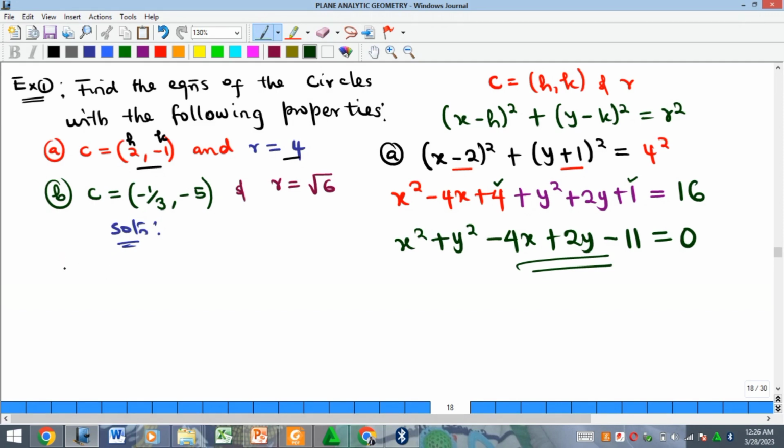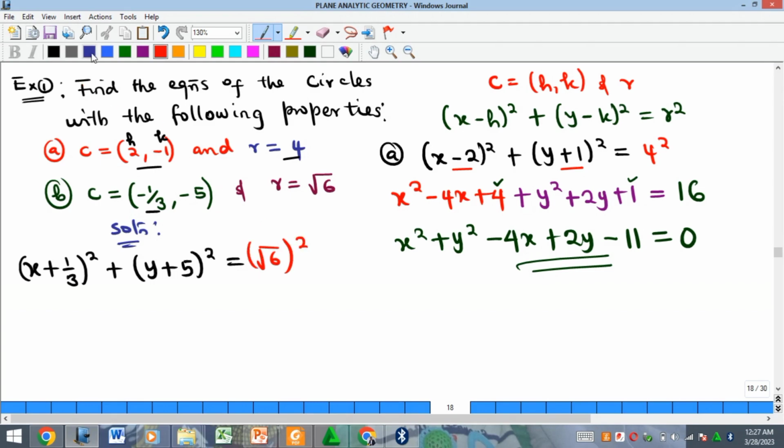So for the second one now, we are told that our h is negative 1 over 3. And so when you have minus minus, that will be plus, and that is squared, plus here we'll now have y. Of course, this will also be plus 5 all squared, and that is equal to our radius, which is the square root of 6, and so we are squaring this.